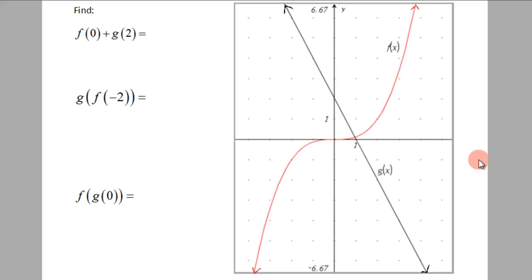We're going to look at function notation here and how to get the information from a graph. It's important to be able to go back and forth here. First thing we have is f of 0 plus g of 2. Well, we look at our graph. This graph is function f, as I can see. This graph is function g, right?